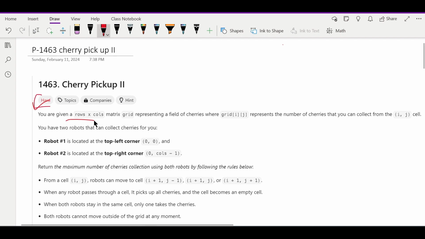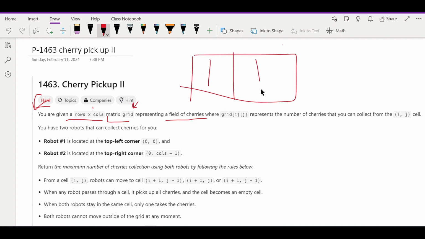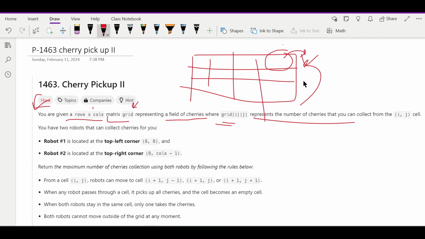In this problem we are given a row and column matrix, the grid. The name of the matrix is grid, representing a field of cherries, right? So you are basically given a matrix in which each cell represents some number of cherries. That is, grid of i j represents the number of cherries that you can collect from the i j cell.